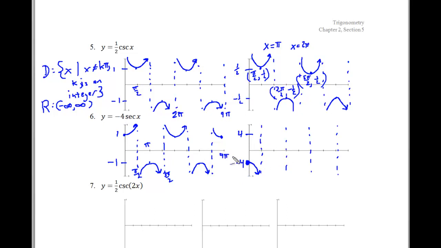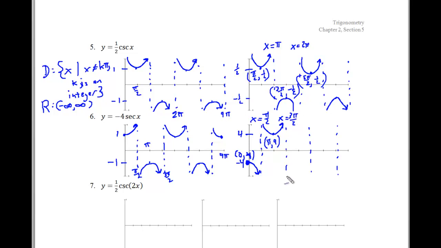So this is the point (0, -4). There's our first of 5 points. Let's put in our asymptote line right there. X is equal to pi over 2. Then we're going to have a line that swoops like this, and this is going to be the point at (pi, 4). Then we have another asymptote line here at x is equal to 3 pi over 2.